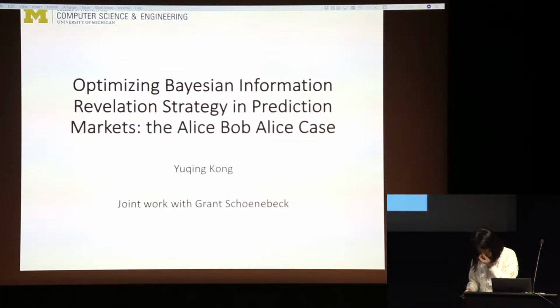So hi, today I'm going to talk about optimizing Bayesian information revelation strategy in prediction markets, the Alice-Bob-Alice case. Sorry, it's another long title, and this is joint work with Grant and Beck.